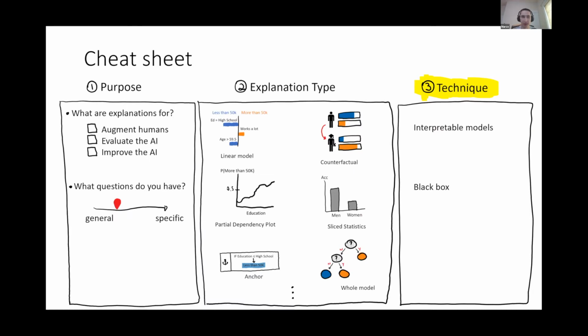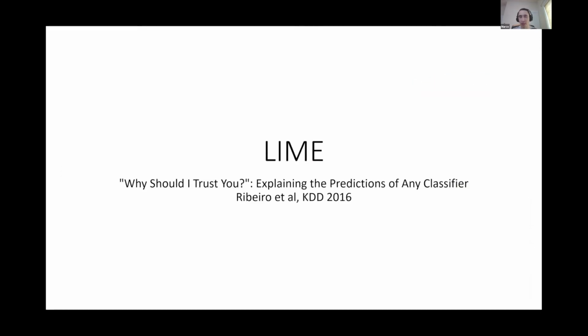So technique, two main camps. Obviously within each camp, there's a lot of different techniques. I'm just going to touch on one. I'm going to touch on LIME, which is a technique that I developed in 2016. And the reason I'm touching on LIME is not that I'm saying, oh, you should be using LIME necessarily. It's just that the principles involved here apply to a lot of black box explanation techniques. So it's good to understand how this one goes.